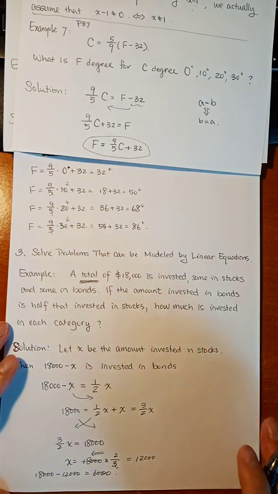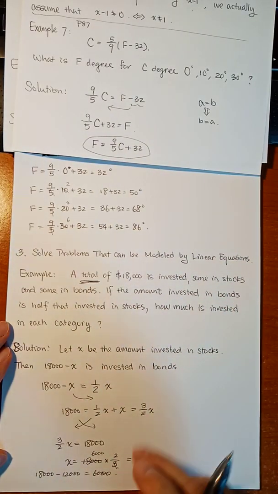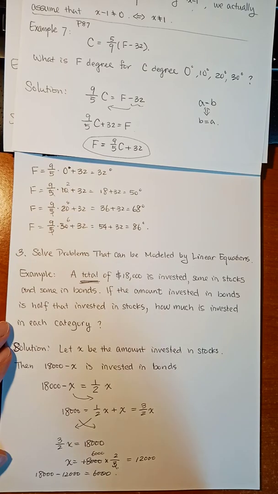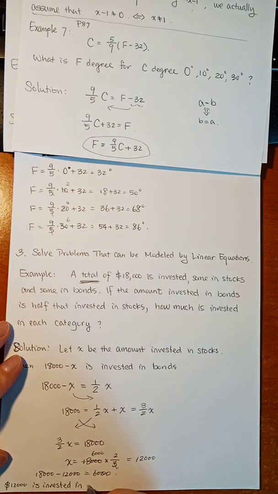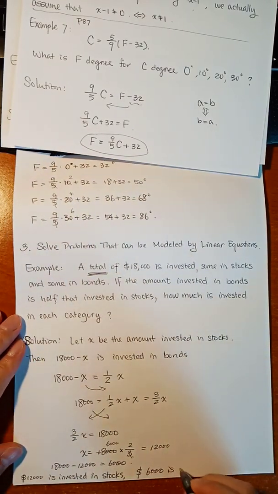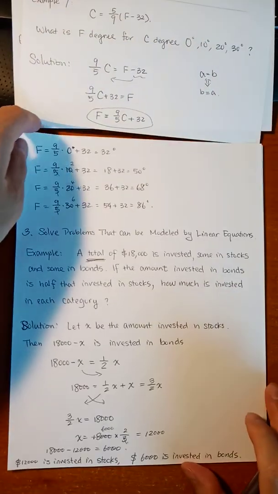Okay, so remember, this is a word problem. You are going to answer the word problem. This is an equation that's slightly different, even though they are related. So the final step, you have to answer it. So the 12,000 is invested. This is X. Where is X? X is stock. In stocks. 6,000 is invested in bonds. Okay, so that's a final answer.